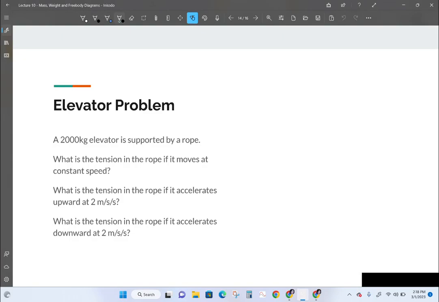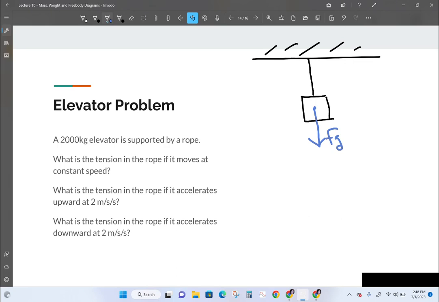The next type of problem that we have is elevator problems. So let's talk about that. Now we're going to imagine that we have a ceiling and there's some kind of winch system here, and we have an elevator that's hanging from a rope. The only forces acting on it will be the weight pulling down on it and the tension in the rope pulling up on it.